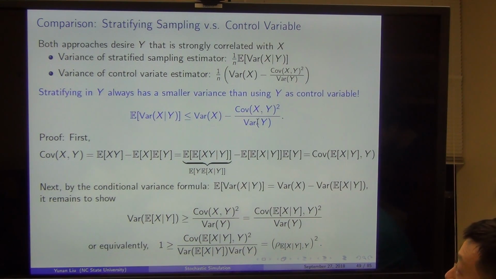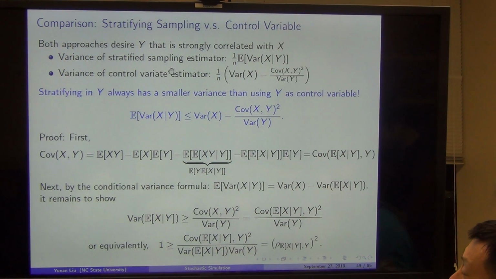If this is always true, why do we even need control variates? Why don't we just do stratified sampling? Because theoretically speaking, the stratified sampling estimator always has a smaller variance than using Y as a control variable, right? The issue is, the condition to treat Y as a stratified sampling estimator is much stronger. You need to know the distribution of Y, you need to know the pi. Here, treating Y as a control variable, you only require the knowledge of the expectation of Y, right? Also, you need to be able to simulate Y.